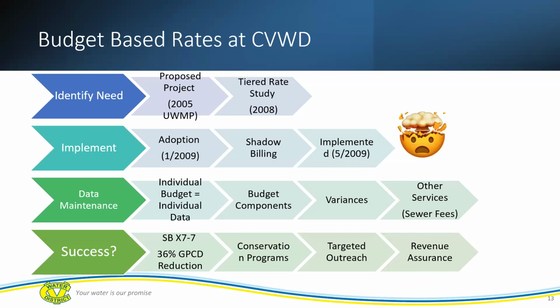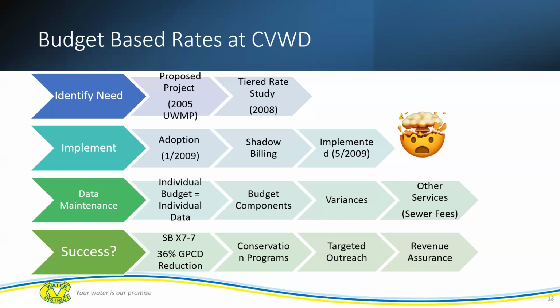Some long-term implications of budget-based rates. I think a lot of that is grounded in data maintenance. The whole concept of an individualized budget means you're going to have individualized data, so landscape area per parcel, say. There are going to be a lot of maintenance and development requirements for figuring out that individualized data.